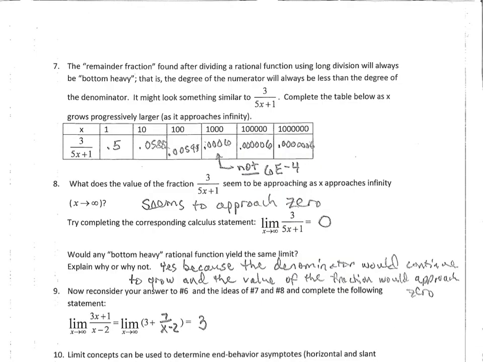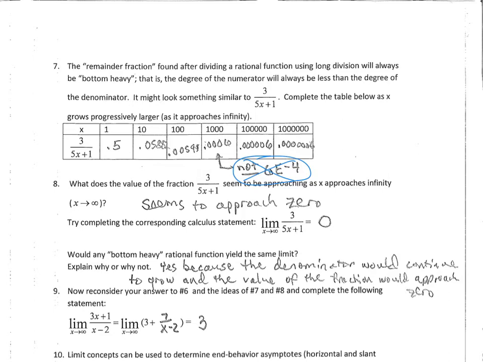Now, a couple things I want to stress here. Your calculator does not know any better. I do not want to see 6e negative 4 written in a table. That means 6 times 10 to the negative 4th, or 0.0006. That would be my best answer. 6 times 10 to the negative 4 is okay. 6e negative 4 is not mathematical. That's what your calculator does. It doesn't know any better. We do.